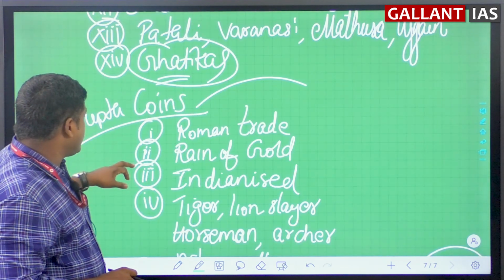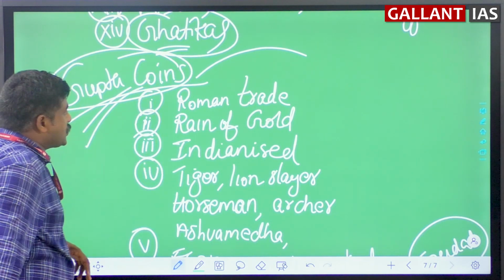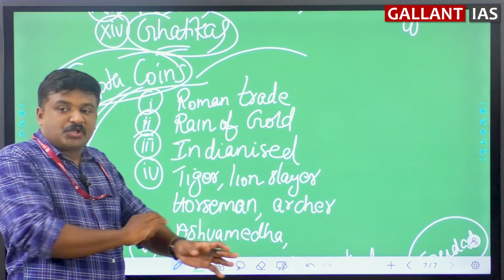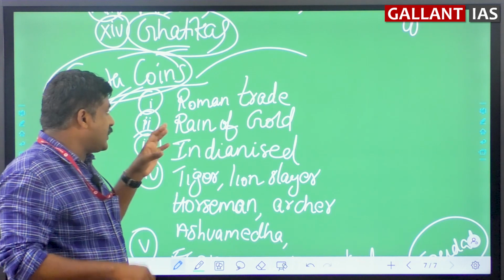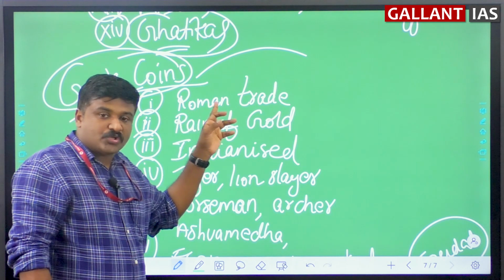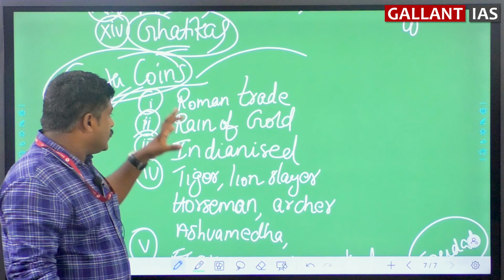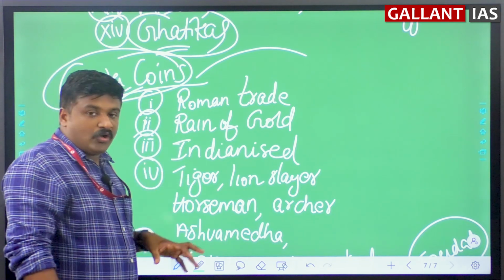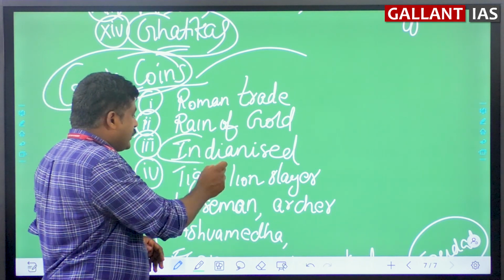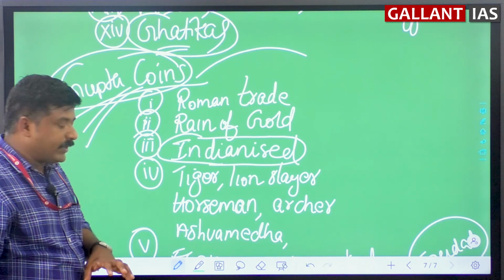Now see, there is another topic which is Gupta coinage. Gupta age is regarded as the golden age, and Guptas issued a large number of gold coins, silver coins, etc. One of the reasons for this abundance of gold coins was the lucrative trade with the Roman Empire. Then many historians and scholars consider the Gupta age as the reign of gold because of the abundance of gold coins. Then the minting of the coins was completely Indianized. The standard of the coins was purely Indianized.